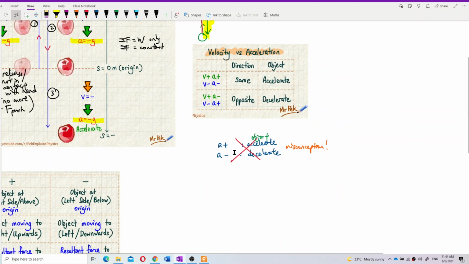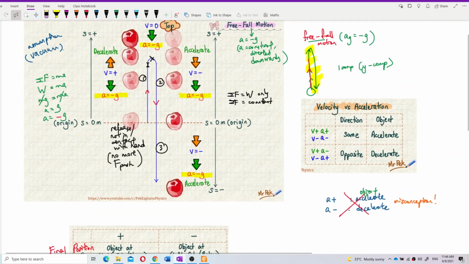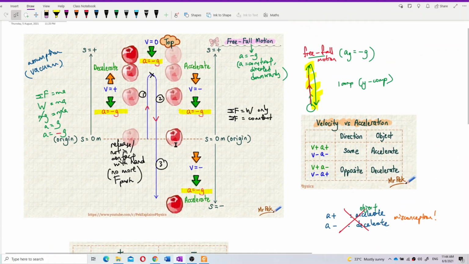Okay, this is wrong, because this one just looks at the acceleration without looking at the velocity. You just assume that, oh, acceleration positive, accelerate. Acceleration negative means decelerate. If you think like that, just looking at the acceleration, then this cannot be applied to this situation. Look.